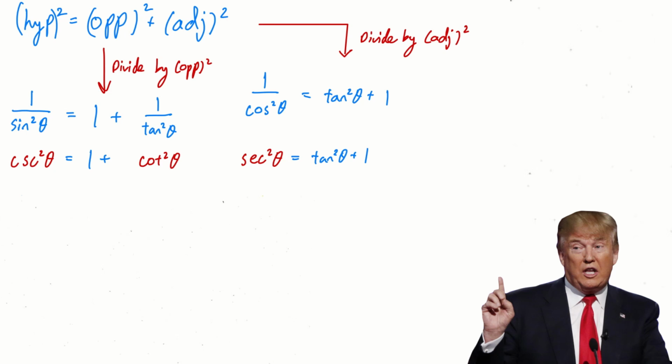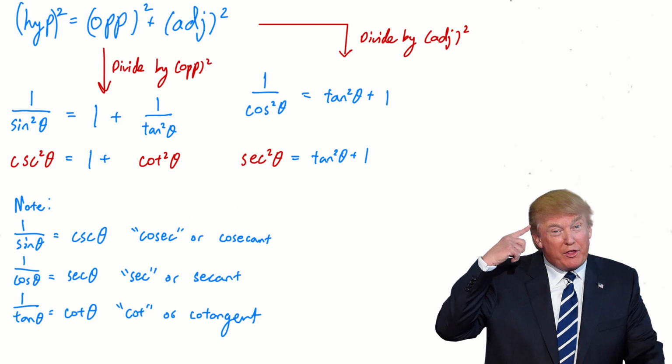Also, if we consider dividing the expression by the adjacent squared or the opposite squared, two more or less commonly known expressions from the same family will be obtained. Notice how when I have the reciprocal of the trig function, I wrote down a different name for it. This is also another convention you should be mindful of. 1 over sine is cosecant. 1 over cosine is secant. 1 over tan is cotangent.